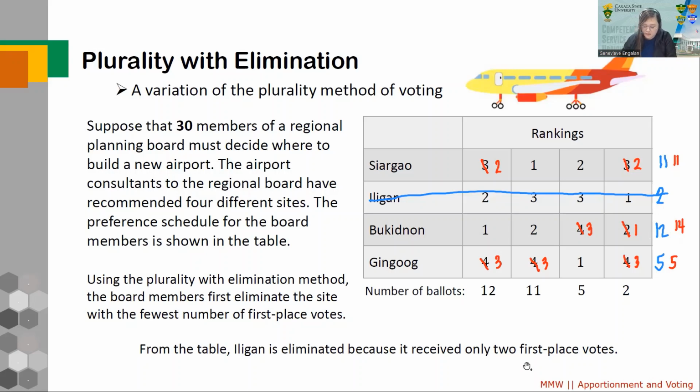Tinguog. So eliminate na nato si Tinguog. Okay. So ang atong pilian na lang kay si Siargao ug si Bukidnon. So natay 1, 2, 1, 2. Nya kay 2 ug 3 naman ni himo na to og 1. Na. No? Then 1, 2.